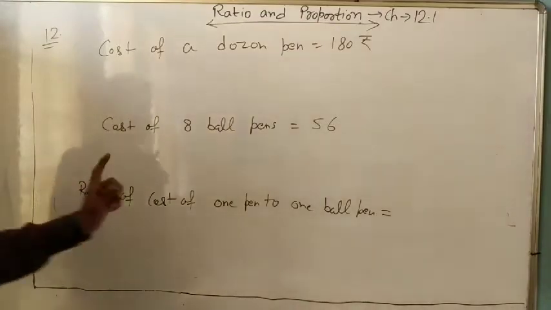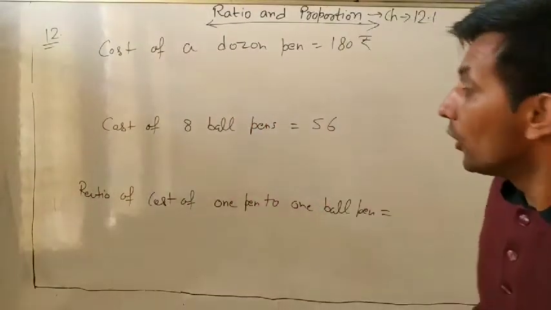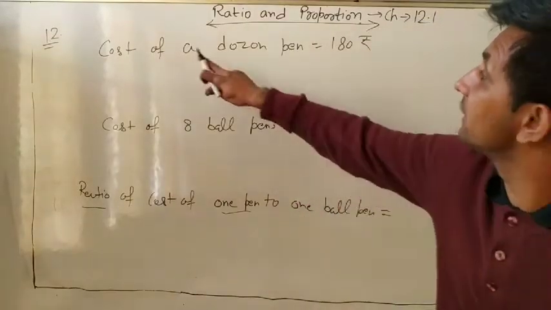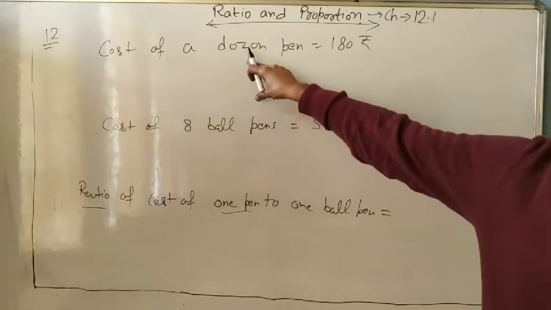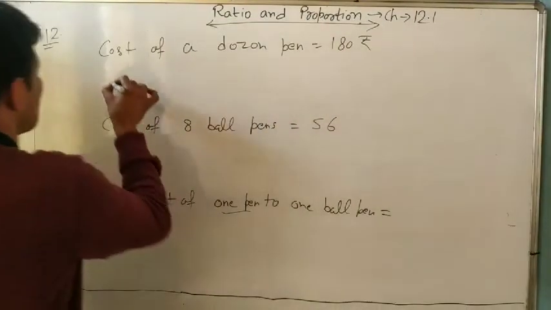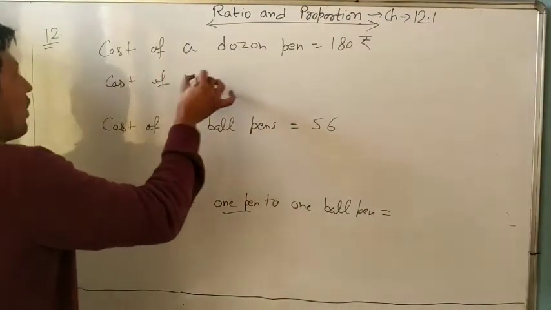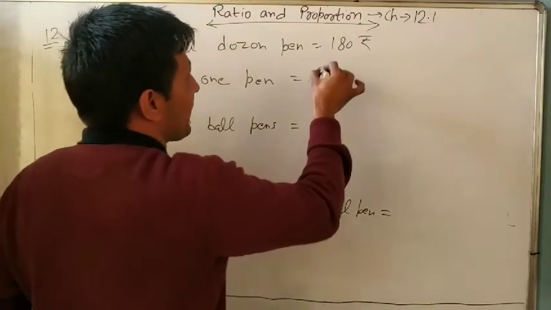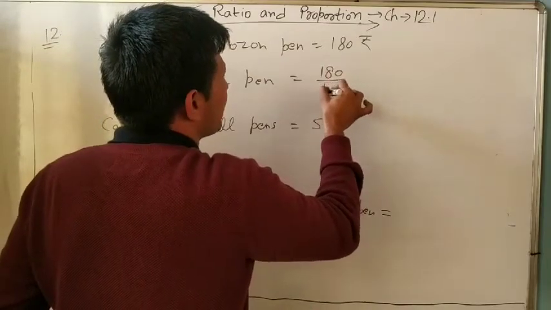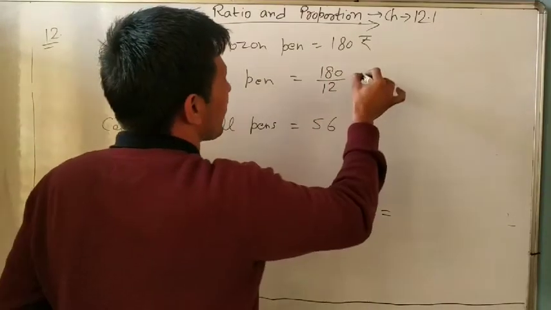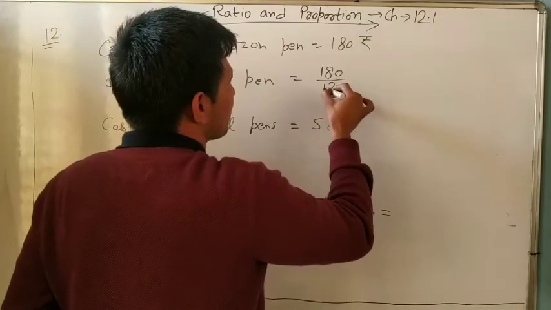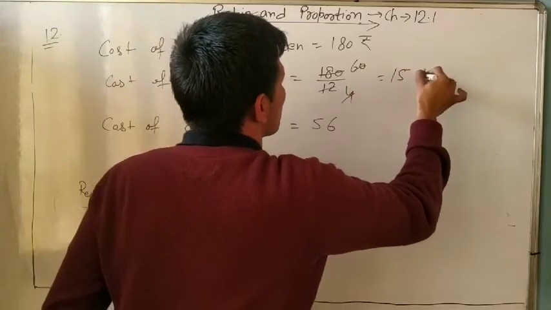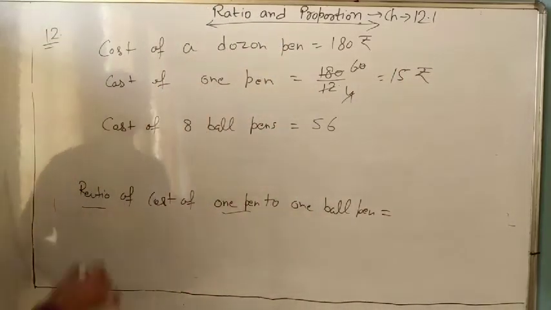Cost of a pen to a ball pen, but whose ratio do we have to find? The cost of 1 pen, but it is given as the cost of a dozen pens. In 1 dozen pens, how many pens? 12. So we will first find the cost of 1 pen. The cost of 12 pens is 180, so the cost of 1 pen is 180 divided by 12. So we cut: 3 4s are 12, 3 6s are 18. So what comes? The cost of 1 pen is 15 rupees.